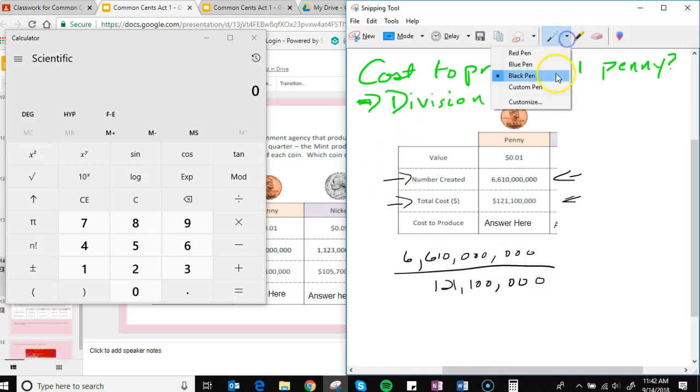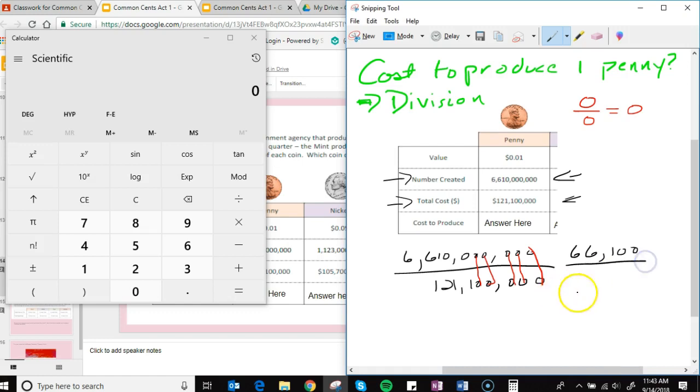We also talked about in class that we don't need all those zeros, because when you have a 0 divided by a 0, that equals 0. And so to make our lives a little easier, we took out these 2 zeros, we connected the zeros like this, knowing that once we did, they would cancel out, and they would give us something that looked like this: 66,100 pennies divided by $1,211.